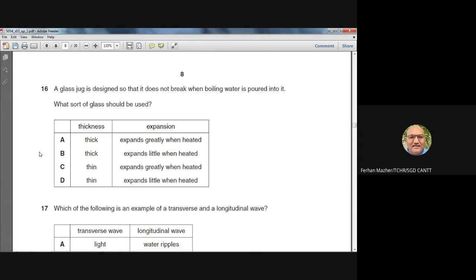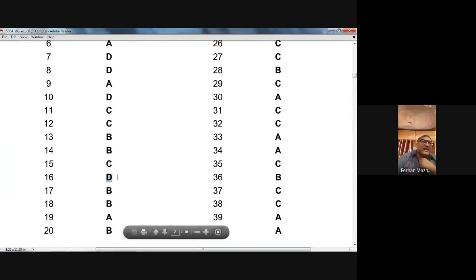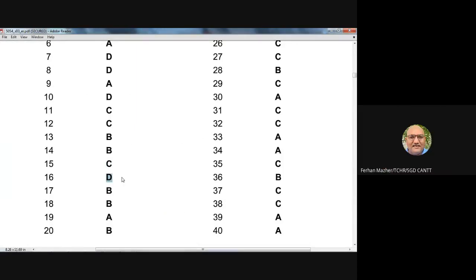So the question is, what sort of glass should be used? The thickness should be thin, and it should expand a little bit when heated. There should not be too much expansion. So I think D should be the answer. The glass should be thin and there should be little expansion when heated. D looks the right answer to me. Question number 16, but let's check the marking scheme. Okay, so D is the right answer, sir. D is the right answer.